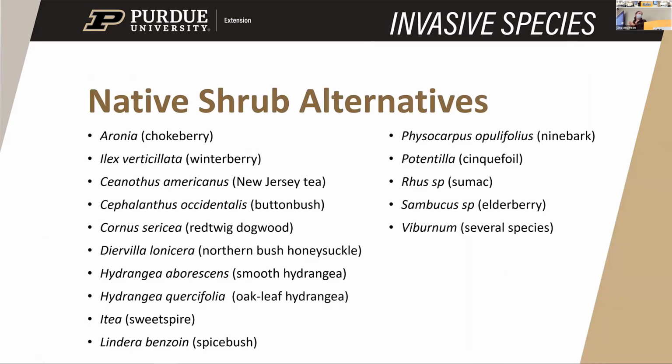So if we're thinking about some native alternatives, we could look at chokeberry, winterberry, which is a holly, looks like a holly. We have New Jersey tea. We have a couple of different dogwood options. We've got sweetspire, spicebush. They're all really good pollinator plants too.